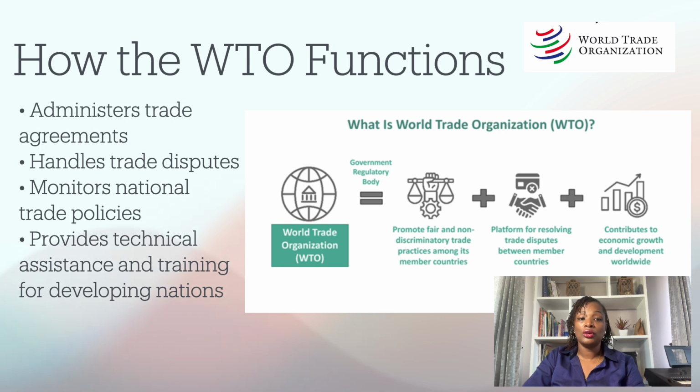The World Trade Organization carries out its functions in several ways. First, it administers existing trade agreements and ensures compliance. Countries that do not follow these rules can face penalties. Second, the World Trade Organization provides a platform for trade negotiations. Member countries regularly meet to discuss new agreements and modifications of existing ones.